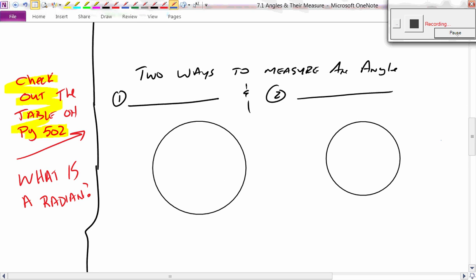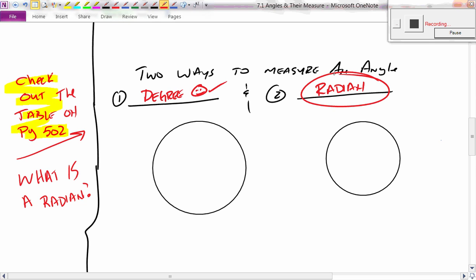Okay, there are two ways that we use in mathematics to measure angles. One of these ways is called a degree. And you know what? We're pretty good at that. Would you guys agree with the degree? The second way is the radian. So that's going to be our focus. What the heck is a radian? Okay. It's actually a much more natural way to measure an angle.